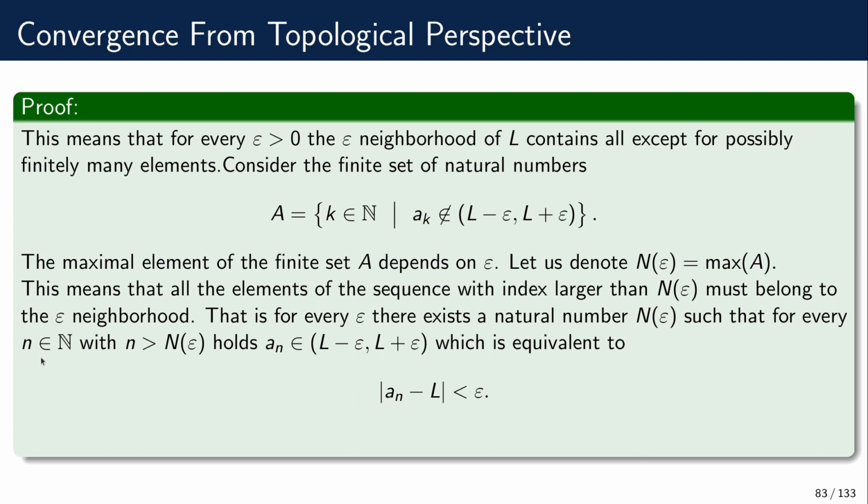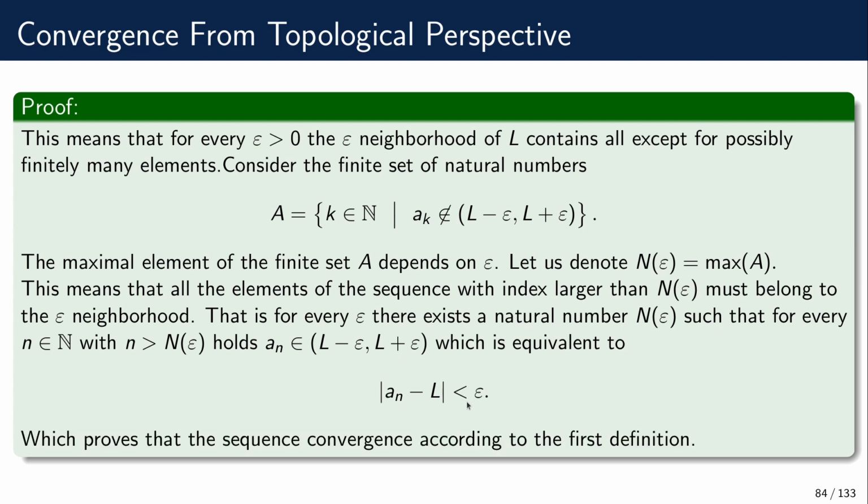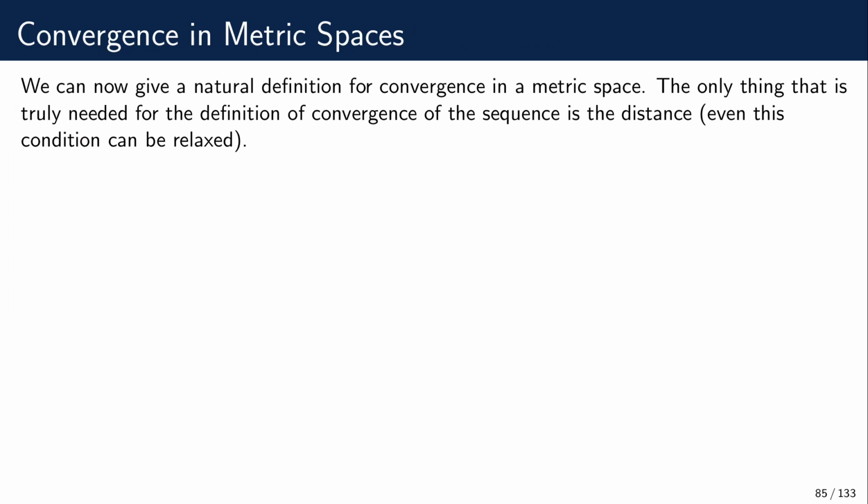And then for every n that is greater than n of epsilon, we must have that a_n lies in this epsilon neighborhood, which means that this is actually equivalent to the distance of a_n minus L being smaller than epsilon, that this inequality is satisfied. So we have proved that. So this is truly equivalent.